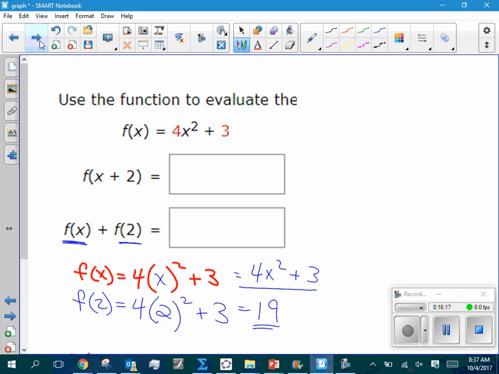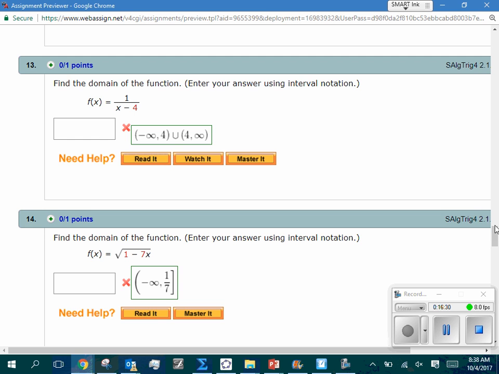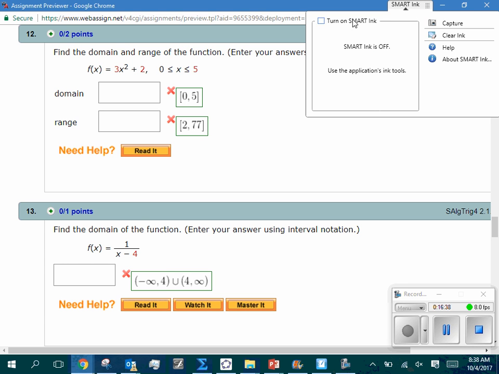Are there any others you guys want to talk about? Christian? Number 18. 18? And 12. Let's do 12 first.